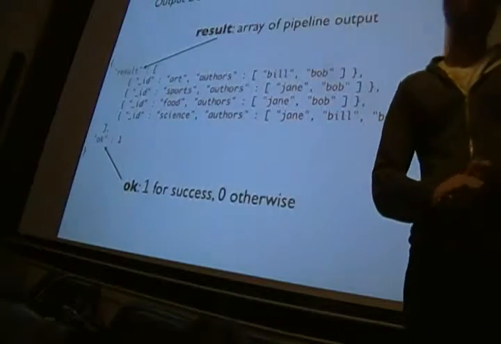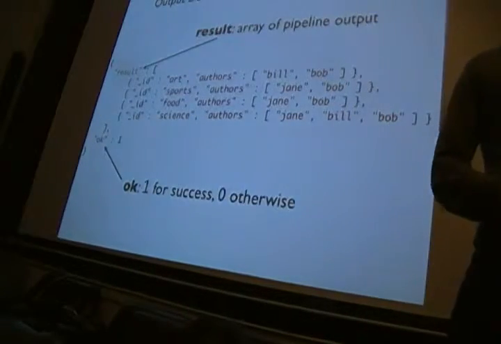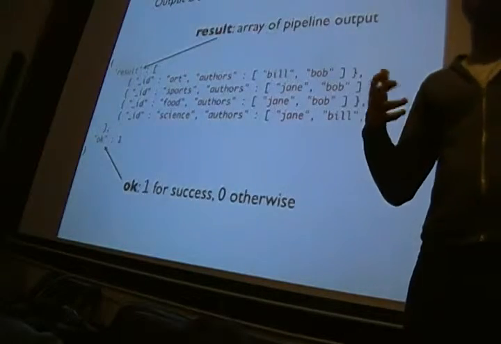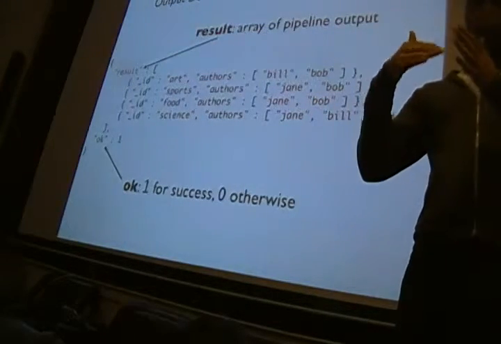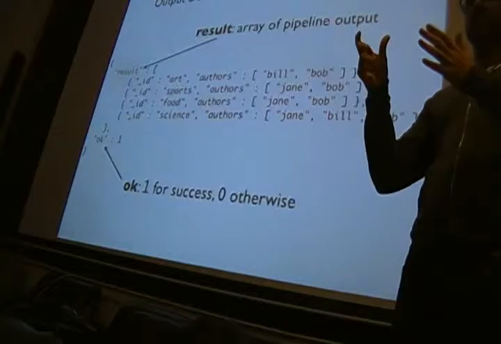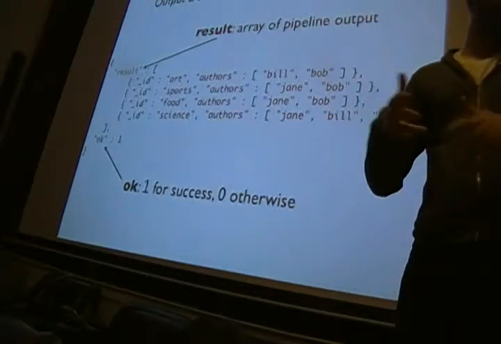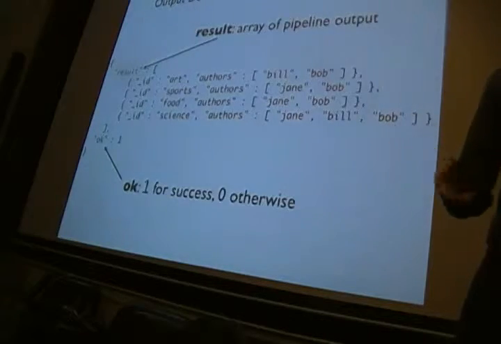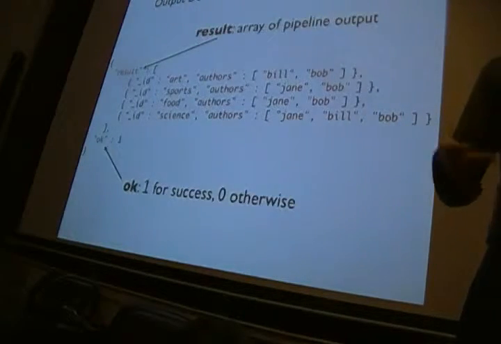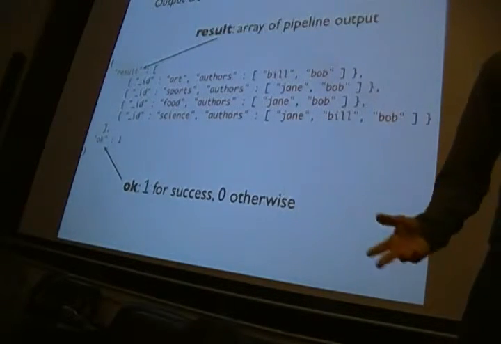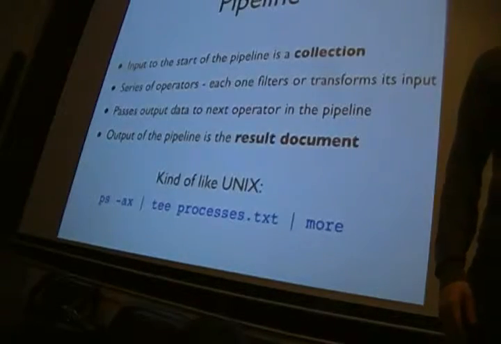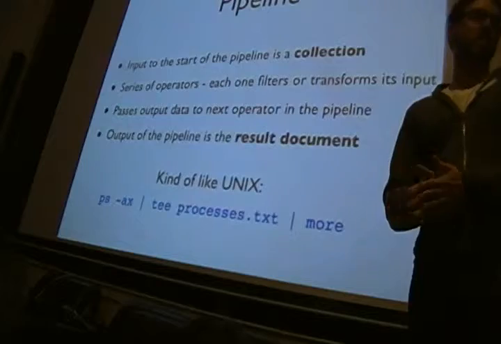The output looks something like this. The output is a document that contains a result field, and the result field is an array. Each element in the result field is a single output document from your pipeline. There's also an OK field that indicates success or failure. So if you screw up a pipeline operator or you run out of memory or something, it'll give you a 0.